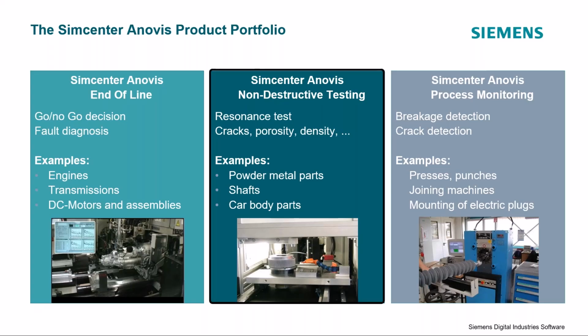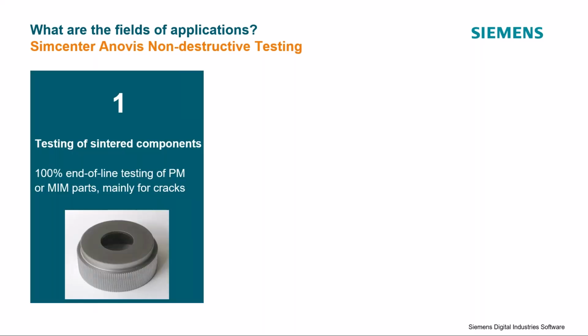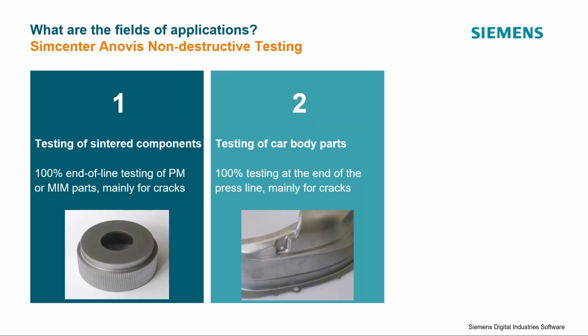So now to the non-destructive testing of components. What are the fields of applications? Some examples you already could read. It's mainly sintered components like powder metallurgical parts or metal injection molded parts. There we mainly look for cracks. The testing of car body parts in the press shop. There it is about cracks, but also for thinning of the material, so-called constrictions.